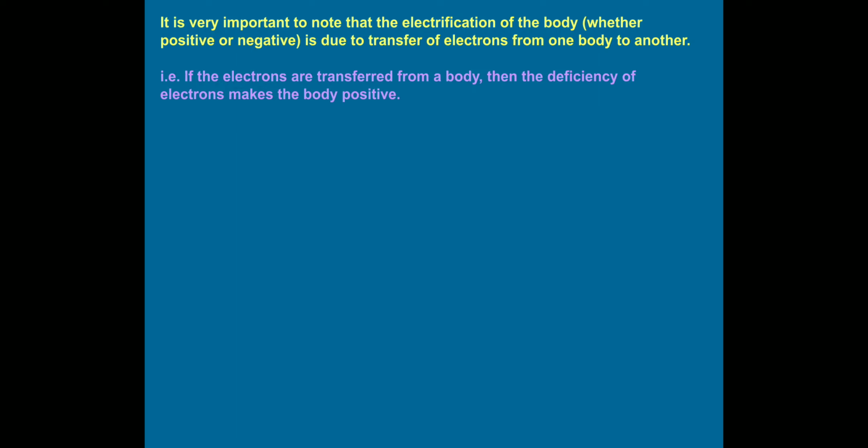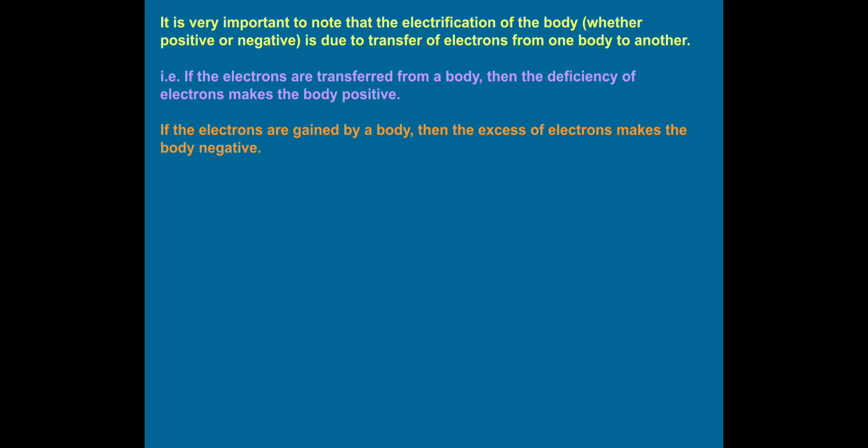If electrons are transferred from a body, then the deficiency of electrons makes the body positive. Deficiency of electrons means lack of electrons. Obviously, you know from your lower classes that the atom which releases the electrons becomes positive. So in first case, glass rod releases electrons, so glass rod becomes positive. In second case, flannel releases the electrons, so fur becomes positive.